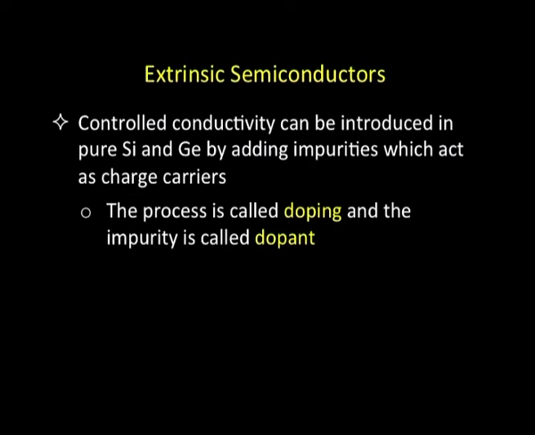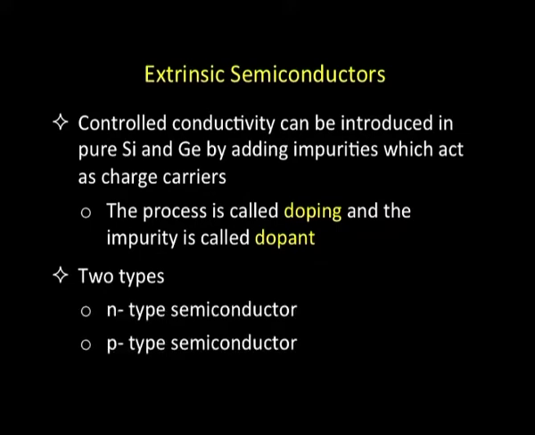That means, you take a sample of silicon, it has some conductivity, but we dope it with some material from outside such that the conductivity increases. This process is called doping, and the impurity which we introduce into the silicon sample is referred to as the dopant. Now, depending on what kind of impurity we introduce, there are two types of extrinsic semiconductors we can create. One is called the N-type semiconductor, another is called the P-type semiconductor. The type depends on the nature of the dopant I am introducing. We will talk in detail as we proceed.